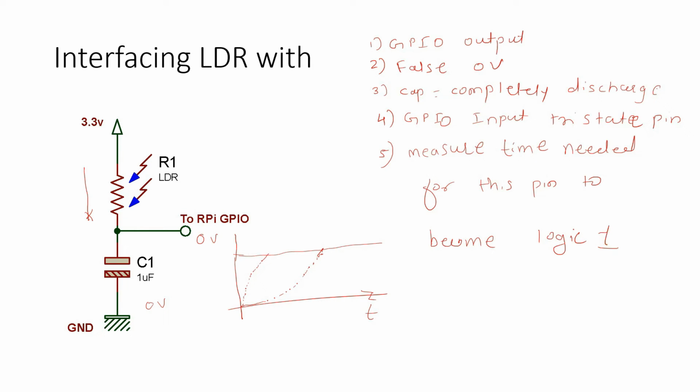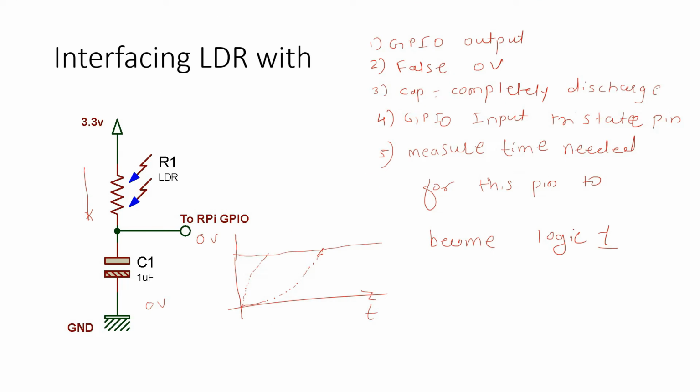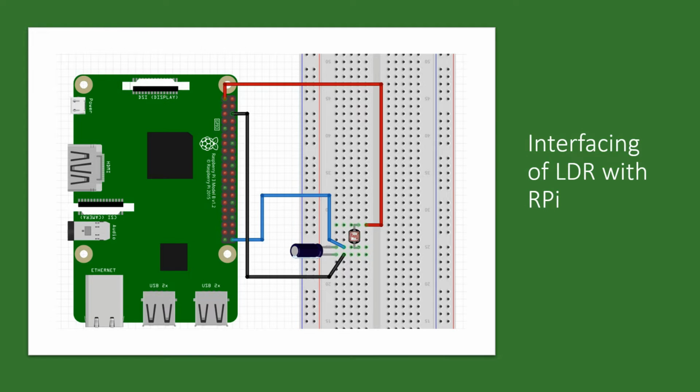Now let's see. This is the interfacing diagram of LDR and capacitor with Raspberry Pi. So this is exactly like this. You can use a 1 microfarad capacitor or a 10 microfarad capacitor, but don't use more than 10 microfarad. 1 to 10, any value would be okay. This is the interfacing diagram.